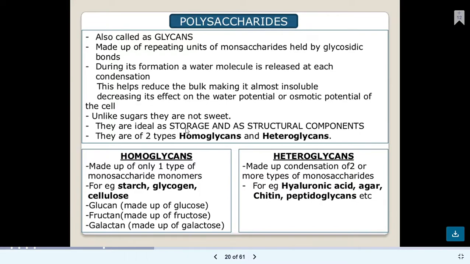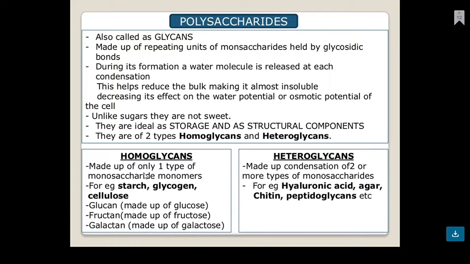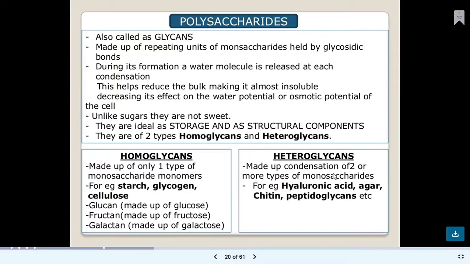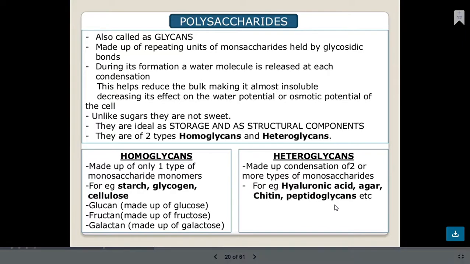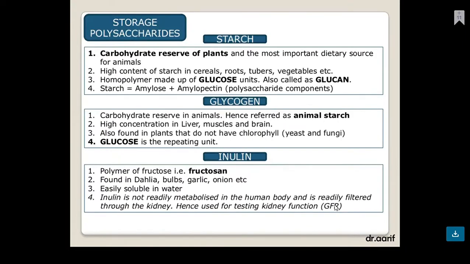So you have two types, homoglycans and heteroglycans. From the term itself, homoglycans are made up of only one type of monosaccharide monomers, like starch, glycogen, cellulose. Whereas heteroglycan, from the term itself, is the condensation of two or more types of monosaccharides. These are the different types of polysaccharides. As storage polysaccharides, they can be in the form of starch, glycogen, and inulin.